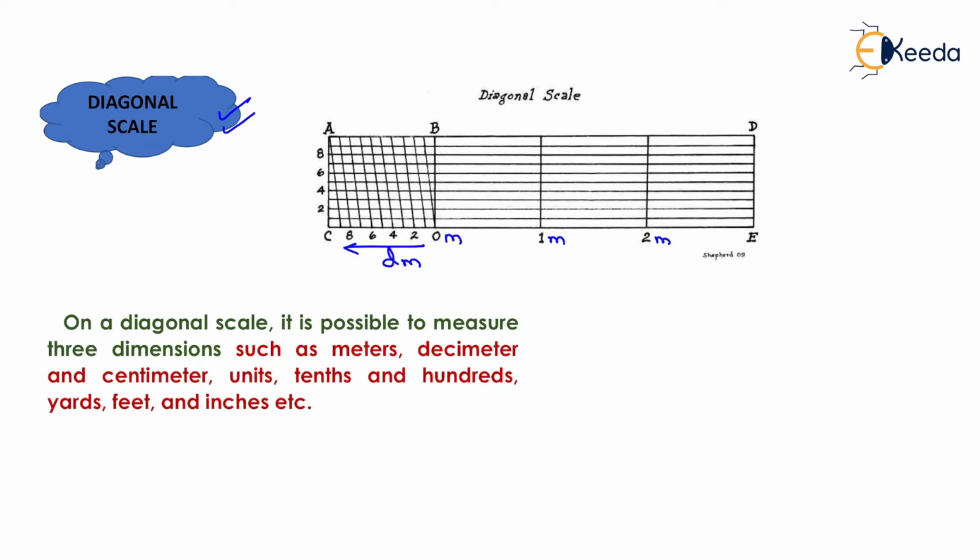Now on the vertical axis, centimeter is shown in this axis. So in diagonal scale we can easily measure 3 dimensions, such as meters, decimeters, and centimeters, or unit, tenth, and hundredth, or yard, feet, and inches, etc.